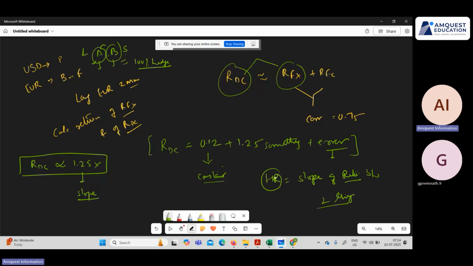Now, how would I know how A is performing and how B is performing? Because we did a regression, right? And the slope will then tell me how much I should hedge. Basically, how much they are related. This is the regression slope. So if it is 1.25, it means the hedge ratio here is 1.25.